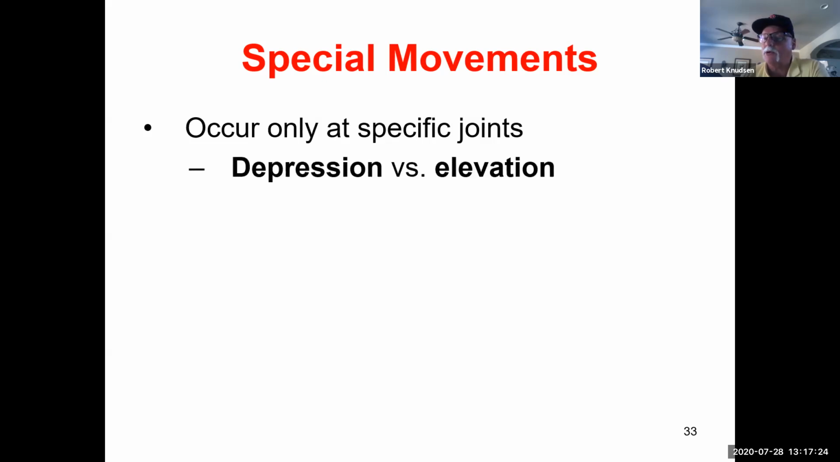Depression, elevation. Remember we did Obama? Okay? Depression when shoulders go down, elevation when they come up. And when you're tense, your shoulders come up because you're tense. Yeah? Think of a poor dentist always having their arms up.